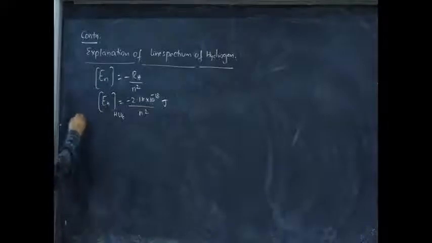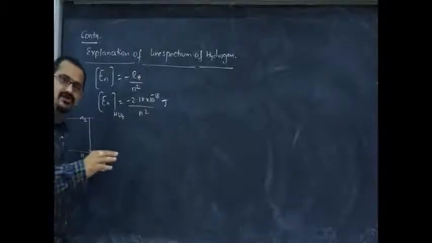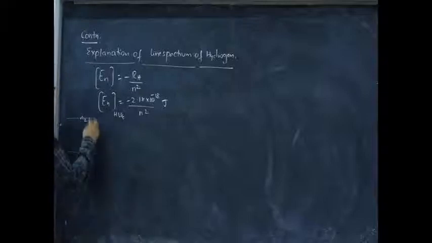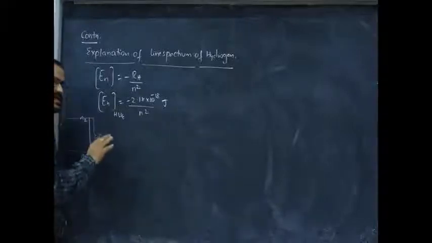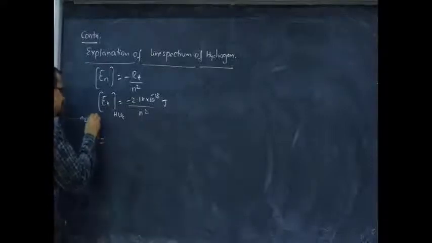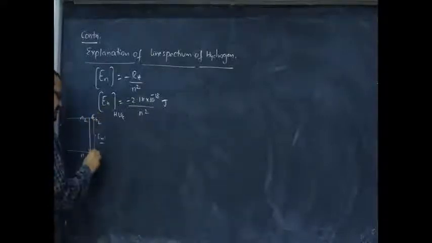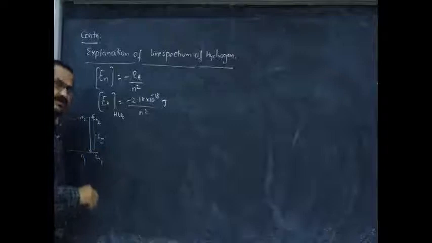Suppose in a particular transition, electron is jumping from a high level N2 to a low level N1. Now energy will be released as a result of this. How do we calculate the energy released? As a difference between energy of N2 and energy of N1.